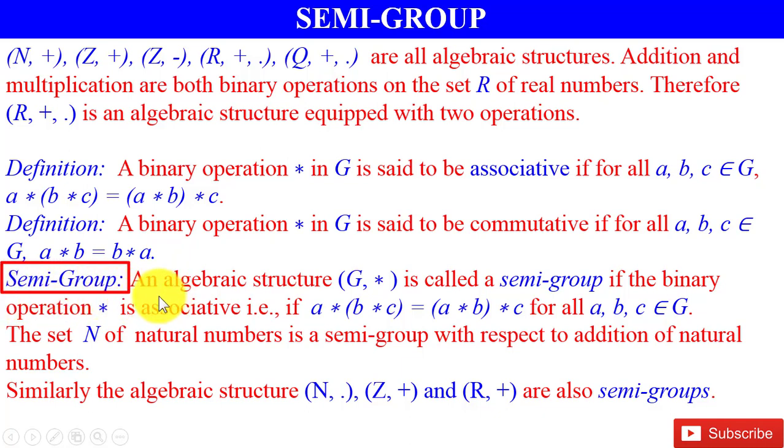Semigroup: an algebraic structure (G, star) is called a semigroup if the binary operation star is associative, that is, if (a star b) star c is equal to a star (b star c) for all a, b, c belonging to G. The set N of natural numbers is a semigroup with respect to addition of natural numbers. Similarly, the algebraic structures (N, dot), (Z, plus), (R, plus) are all semigroups.